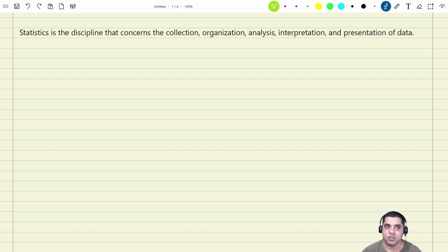Statistics is the discipline, or you can say science, or part of mathematics that concerns the collection of data, organizing the data in a way, analyzing that data, interpreting some results from that data, and presenting that data in a visual way so that we can get some insight out of that. So that's the basic definition of statistics.